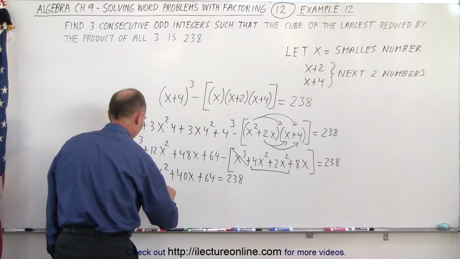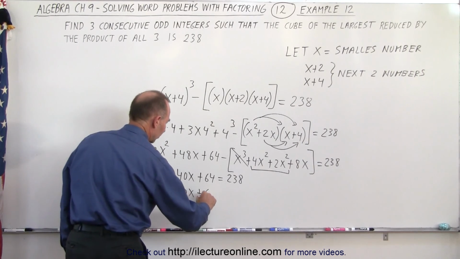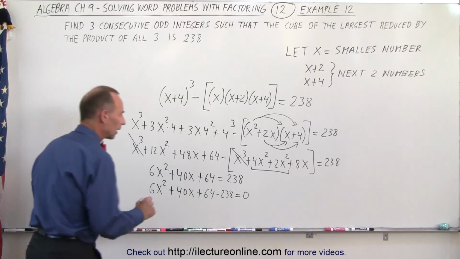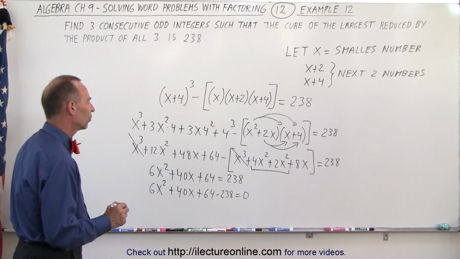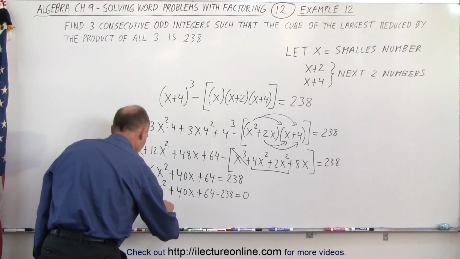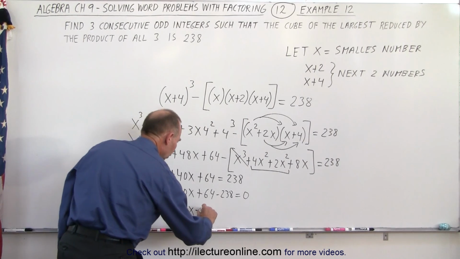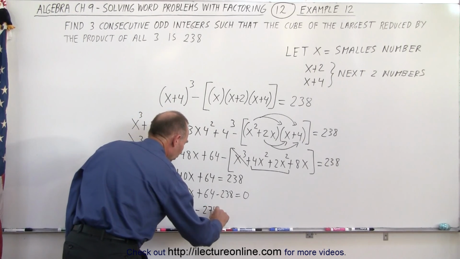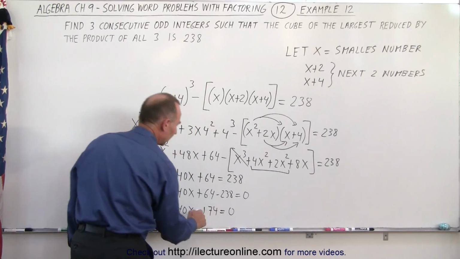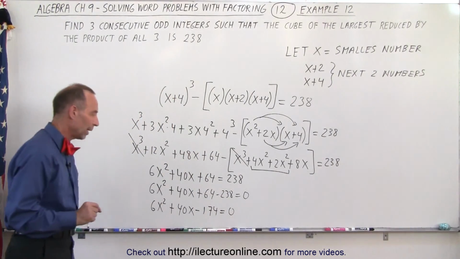So we end up at 6x squared plus 40x plus 64 minus 238 is equal to 0. So what's 64 minus 238? That would be negative 174. So we have 6x squared plus 40x minus 174 is equal to 0. If we add 64 to this, we get 238. Yep, that would be correct.